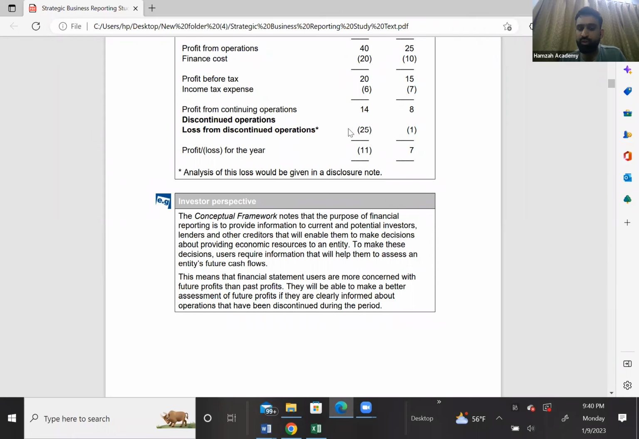So that's why, to make them easy, to communicate that the discontinued operation would not be available, and in future the discontinued operation would not affect the profitability of the company. That's why it is necessary that the profitability of the discontinued operation should be shown separately in a profit and loss account. Okay, you got it?